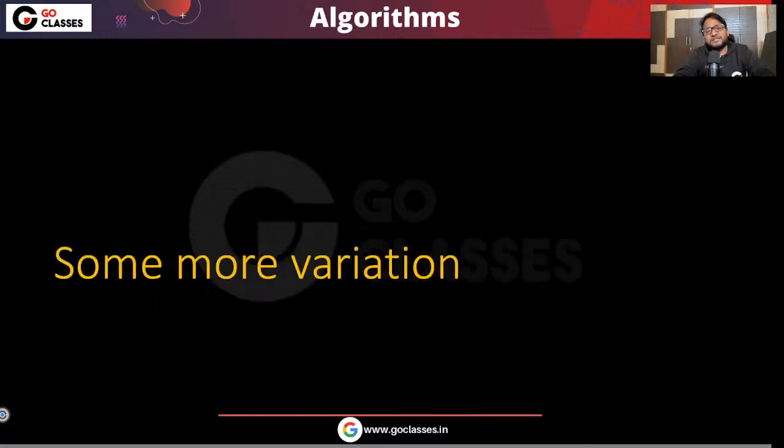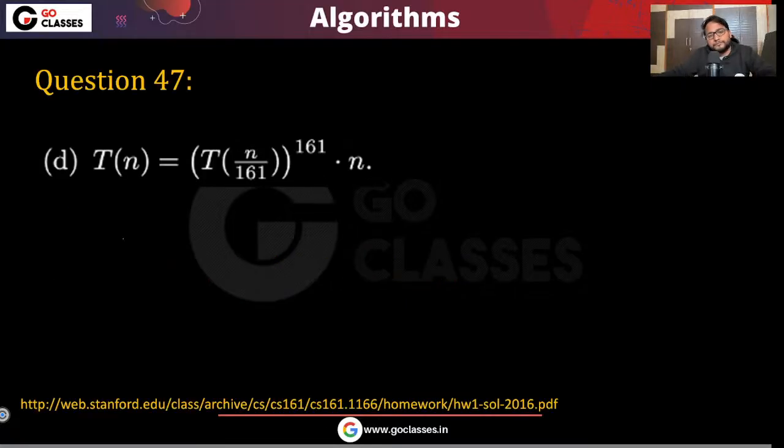Okay, let's see some more variations other than the change of variable. The change of variable we have seen, but there could be some more variations which are tricky. Well, not very tricky, but if you do not know them, it is a little difficult to solve. So let's solve this.